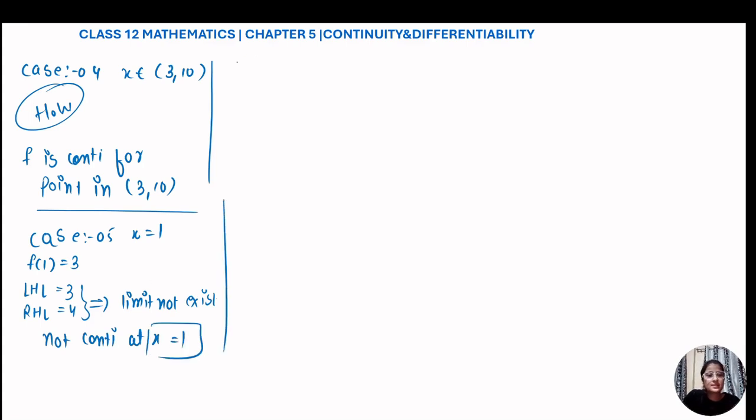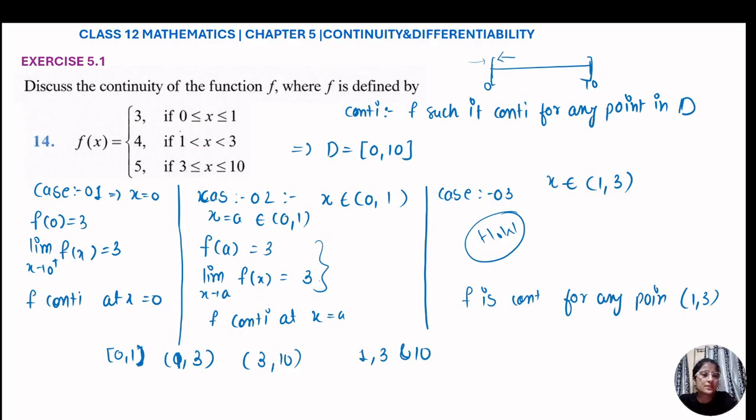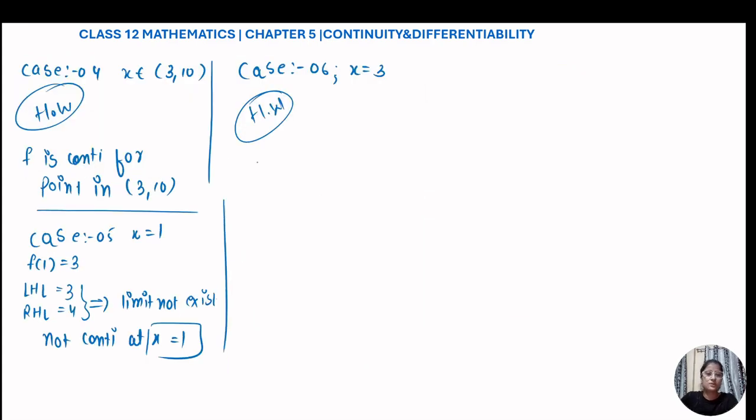Similarly we will do case 6. This will be the same as case 5, so it will be homework for you. Case 6 will be when your x is exactly 3. If I tell you verbally, the left hand limit is 4 and the right hand limit is 5, so the limit does not exist, and the same thing is happening here. So from here also we have not continuous at x equals 3.